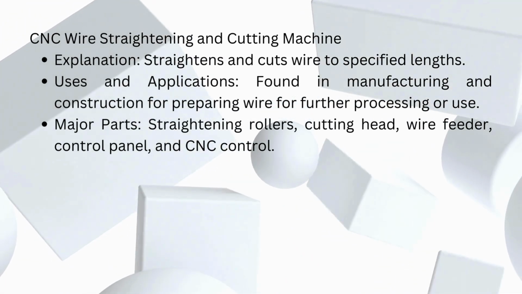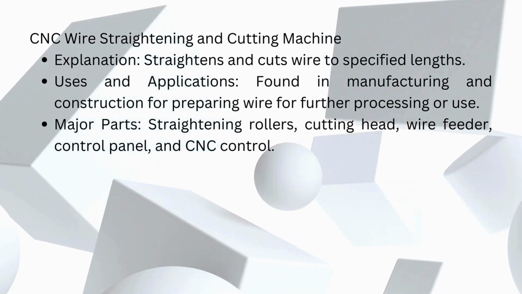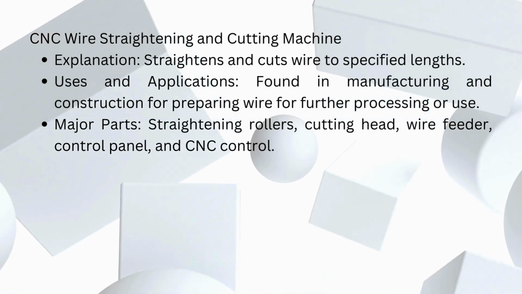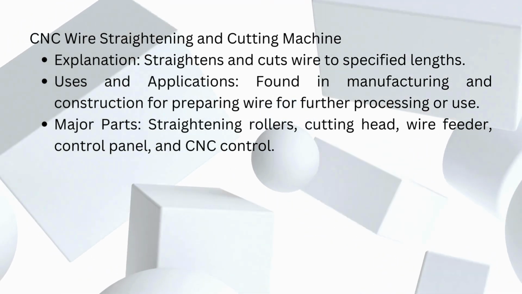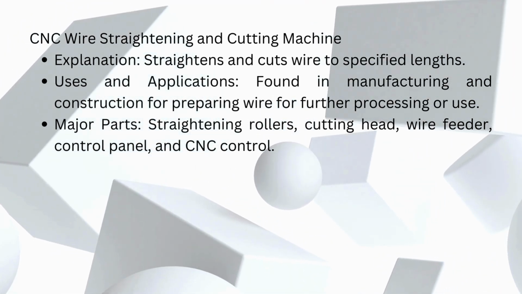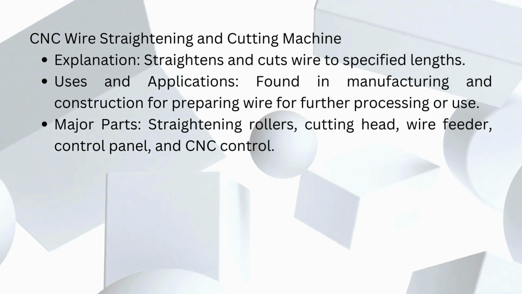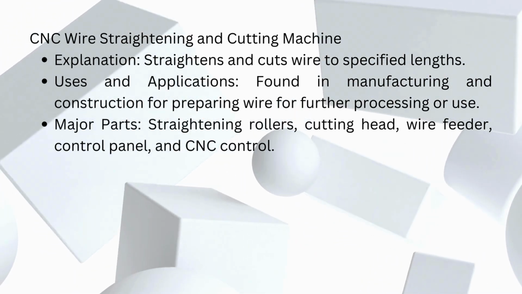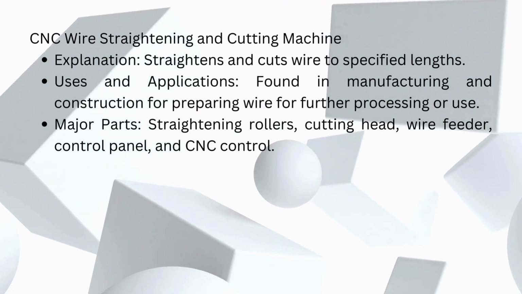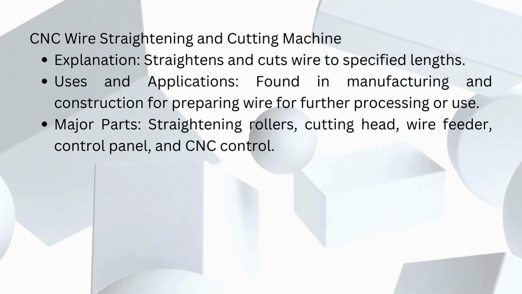CNC wire straightening and cutting machine. Explanation: straightens and cuts wire to specified lengths. Uses and applications: found in manufacturing and construction for preparing wire for further processing or use. Major parts: straightening rollers, cutting head, wire feeder, control panel, and CNC control.